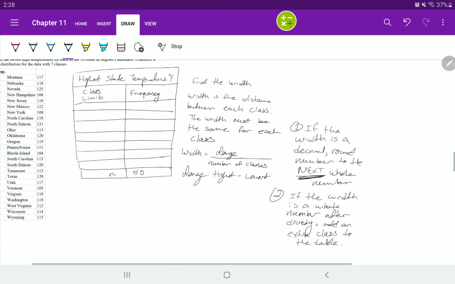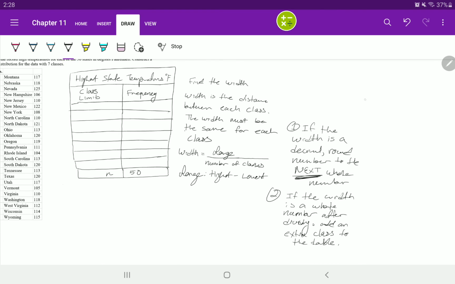An example of that, let's say we want to find the width, right? We still want to have 7 classes, right? We find the range, and the range is equal to R, which is range. The range is equal to 35. And remember, we want 7 classes. So that's 35 divided by 7. 35 divided by 7 is 5. Because when the width is a whole number after we divide, you must add an extra class to the table. So instead of having 7 classes, you will now have 8 classes.